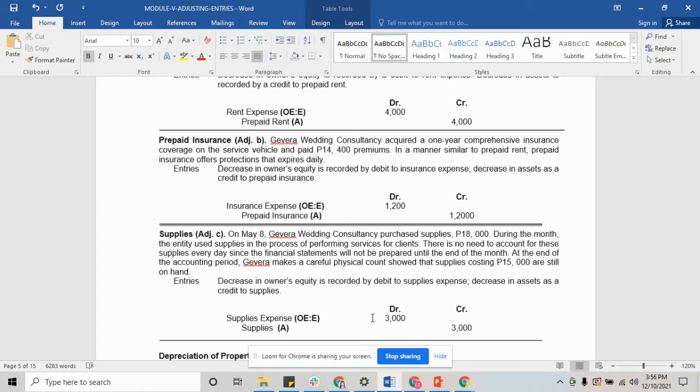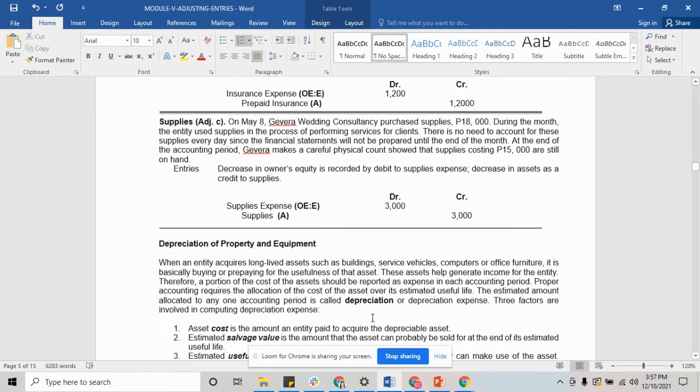At as discussed before, kapag nagagamit na yung supplies or the asset, it should be recorded as an expense account. So, mababawasan na yung asset mo, kaya magkakredit na tayo ng asset. So, the entry will be debit supplies expense, 3,000 pesos. Credit supplies, which is an asset, 3,000 pesos.